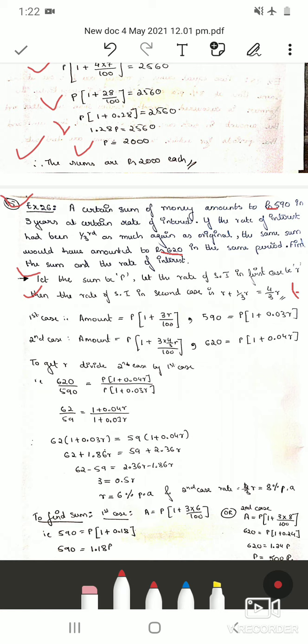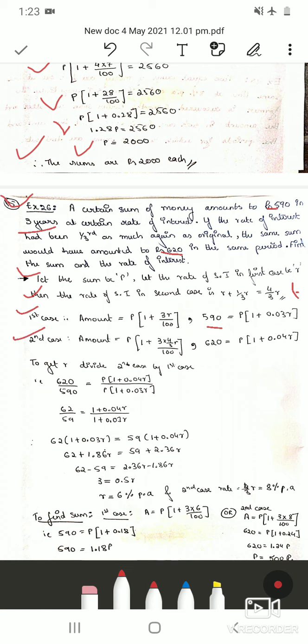So now they have given the amount. We can find out using the formula of amount. So in the first case, amount is P into 1 plus NR by 100. N is 3, which is given in the question as the period of investment, and R is what we have assumed. The amount is 590. Therefore 590 is equal to P into 1 plus 0.03R. So this is the first case.